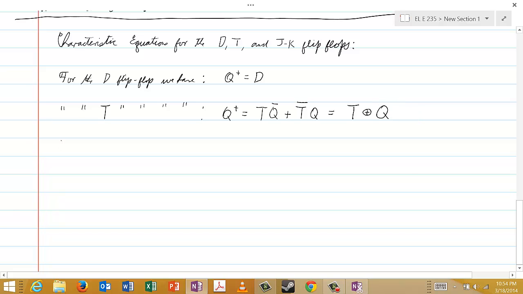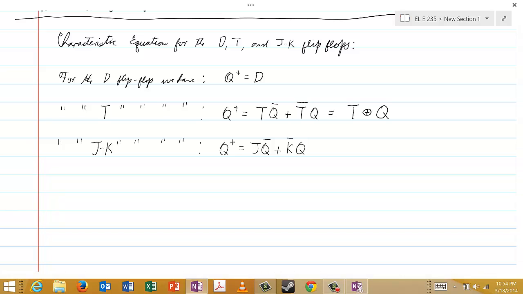And now for the final characteristic equation, we want to consider the characteristic equation for the JK flip-flop that we've just considered in today's lecture. And that will be the following. We have that the next value of Q will be equal to J Q complement or K complement Q. Now let's see if we can understand this equation and why it makes sense.